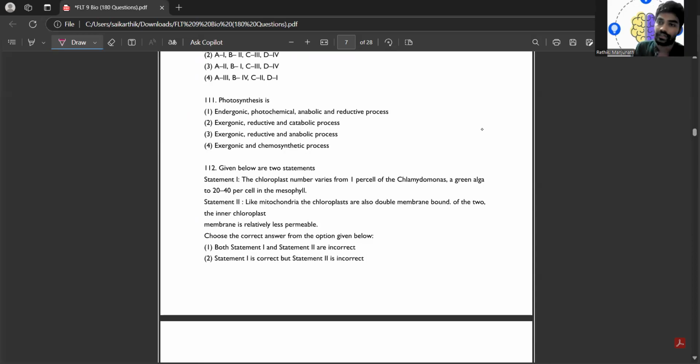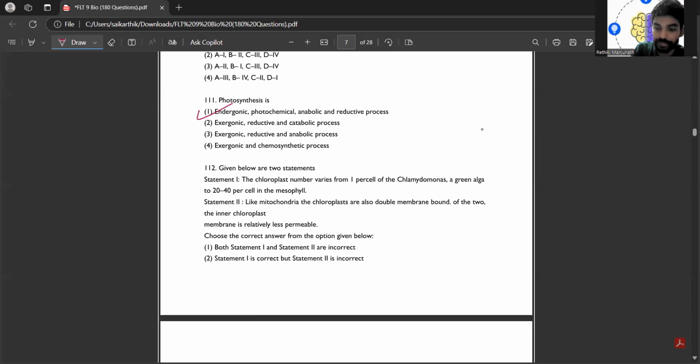Next we have is 111. So what does 111 indicate? 111 indicates here that photosynthesis is... So photosynthesis is actually what? Endergonic, then photochemical, and an anabolic and reductive process. So it is like the first one.